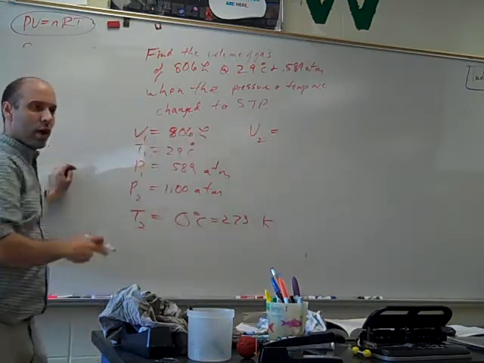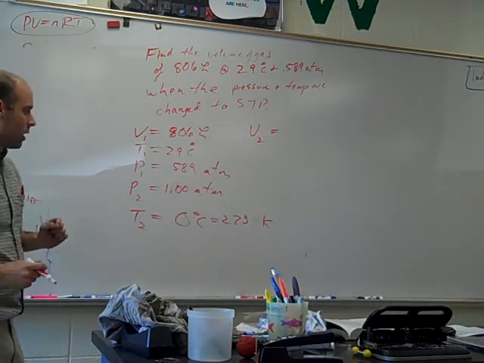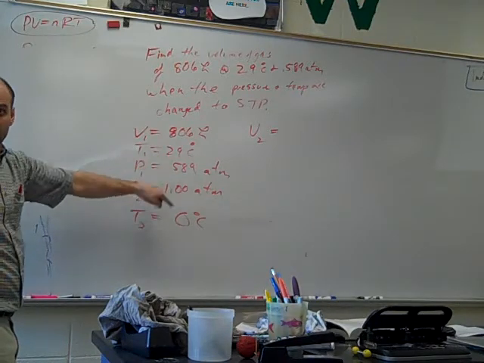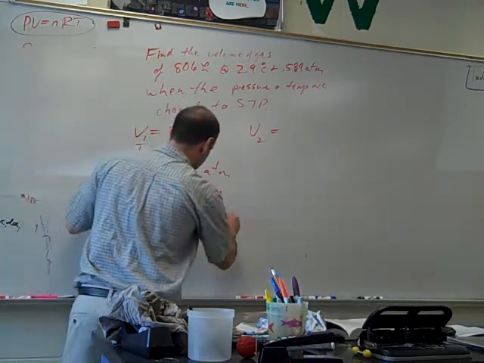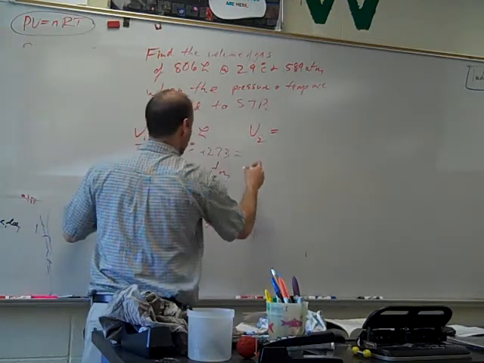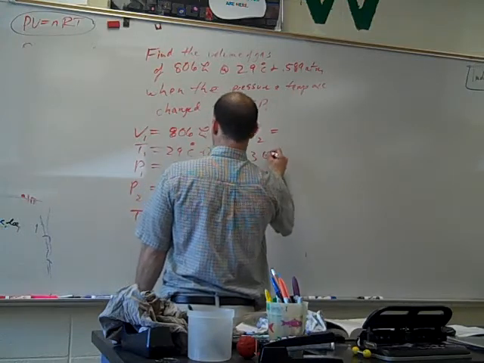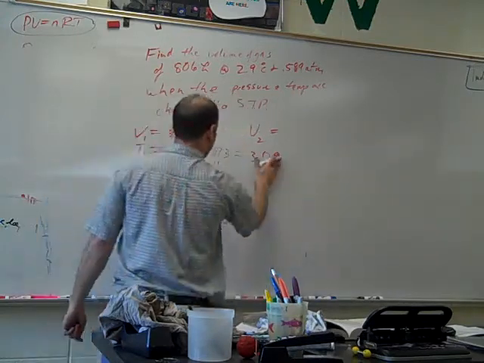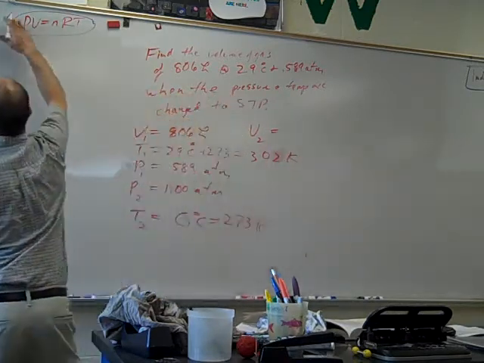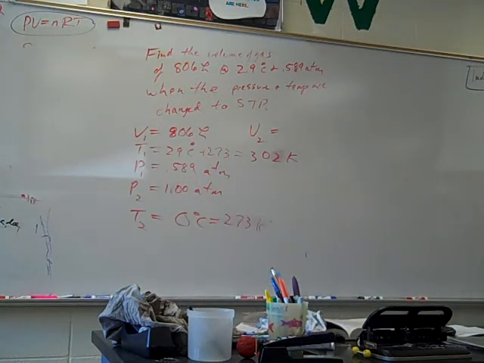We're changing the temperature to standard temperature, which is 0 Celsius, or 273 Kelvin. So we have a T1 and a T2, we have a P1 and a P2, we have a V1, and we're trying to find a V2. T1 is still in degrees Celsius. Temperature must always be in Kelvin, not degrees Celsius, so don't get mixed up. So we're going to have to add 273. 302.